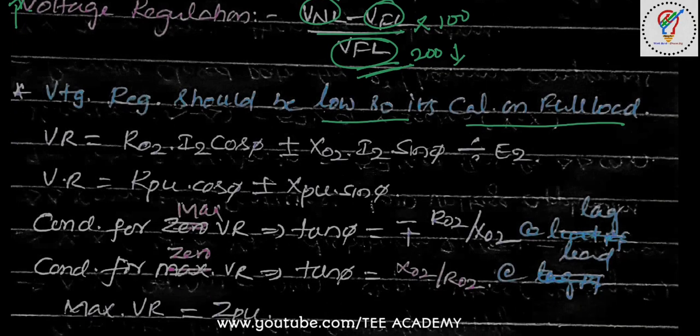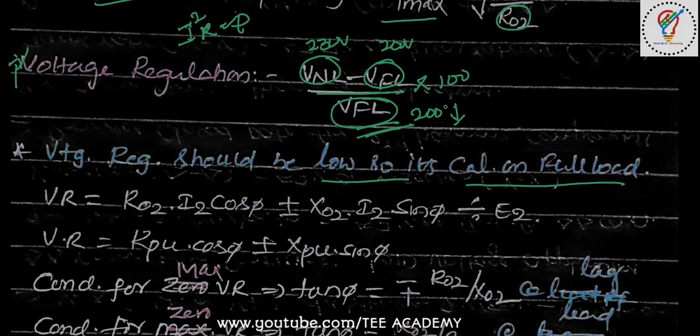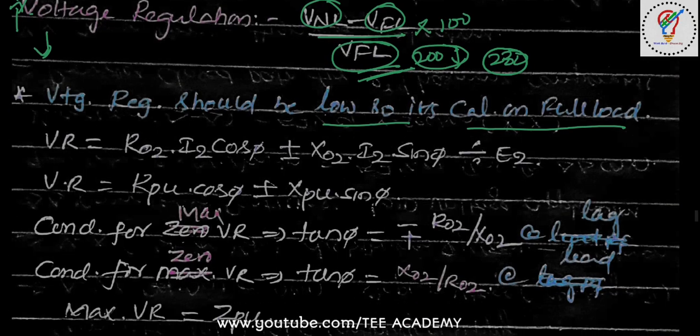Now, next, voltage regulation is equal to R02 I2 cos phi plus or minus X02 I2 sin phi, divided by E2. Here you can get a doubt: why are we decreasing this voltage? If you make it 230, it will be lesser again. But what is the main theme here? We need to make this voltage change as low as possible. That's why we are using the full load voltage here. So voltage regulation VR is equal to R02 I2 cos phi plus or minus X02 I2 sin phi divided by E2. Plus for lagging, minus for leading power factors.